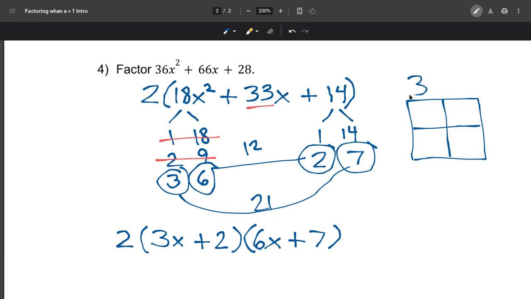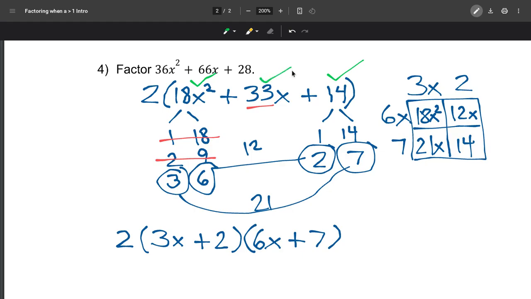Okay, so we've got 3x plus 2 times 6x plus 7. 6x times 3x is 18x squared. 6x times 2 is 12x. 3x times 7 is 21x. And 7 times 2 is 14. So do we have our first term inside? So yes. Boom, we got that. Got our last term inside, yes. And then 21 plus 12 is 33, so yes.